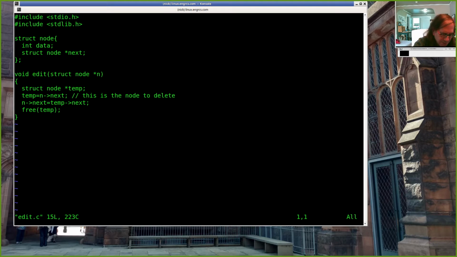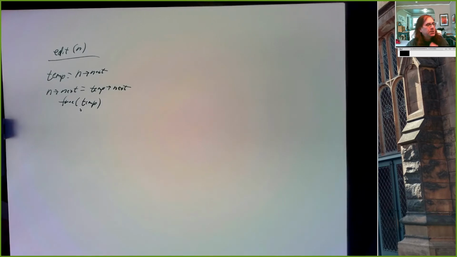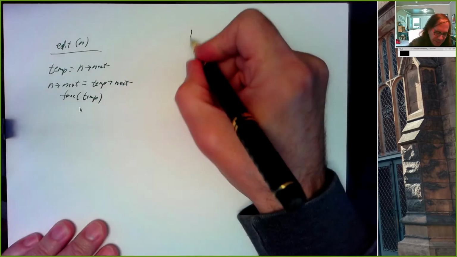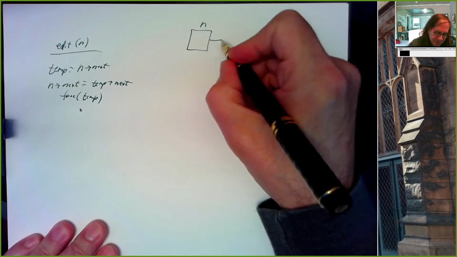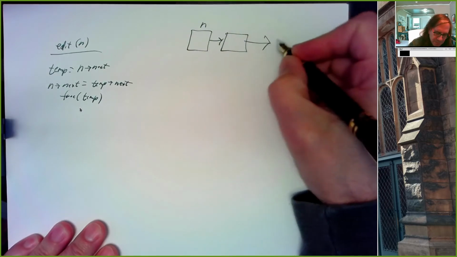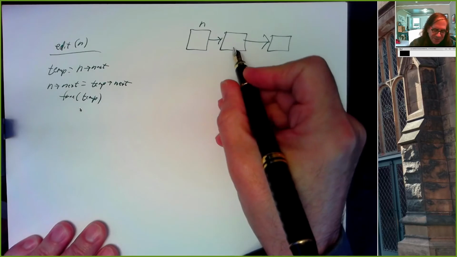So this is edit, n. I said temp equals n next. N next equals temp next. And then free temp. All right, so what's going on here? We're passed a pointer to n, and we want to get rid of this.